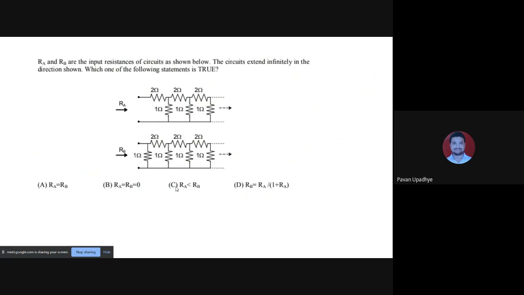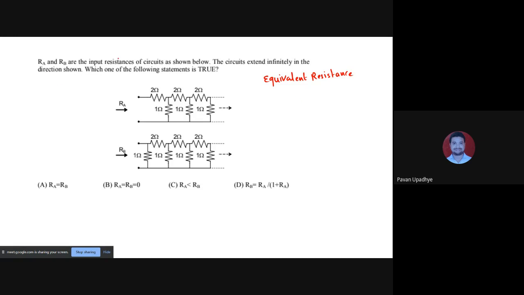Yes, again a numerical based on the equivalent resistances. Now I request you to read the numerical carefully. I would read it along with you.